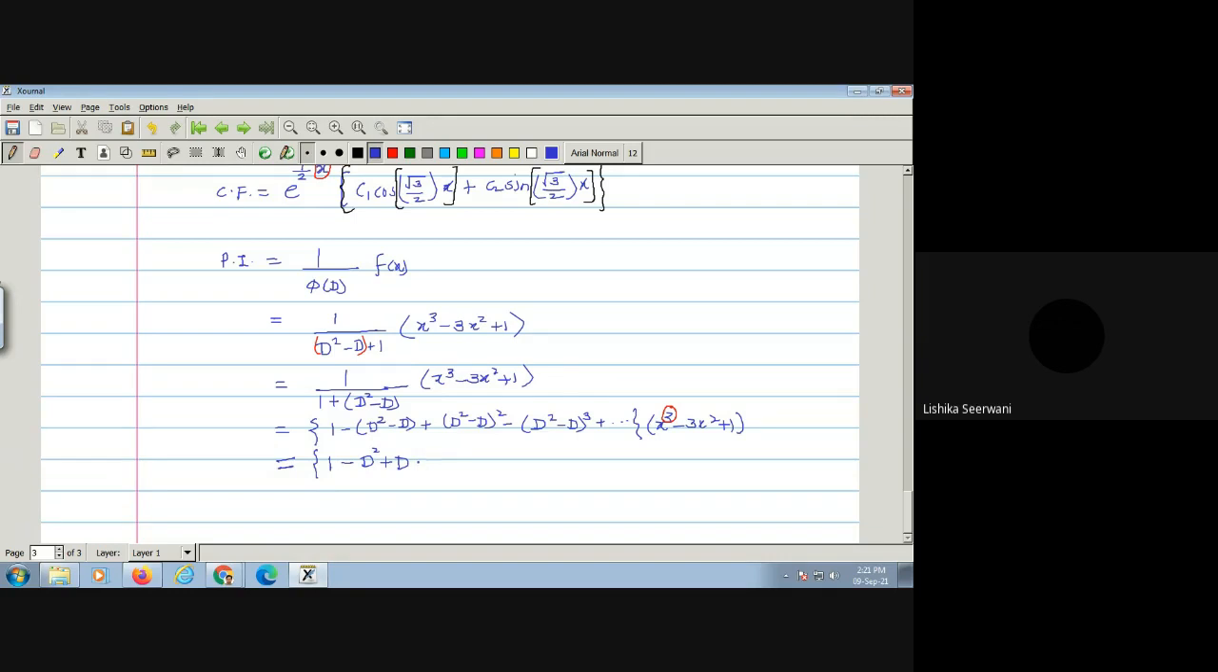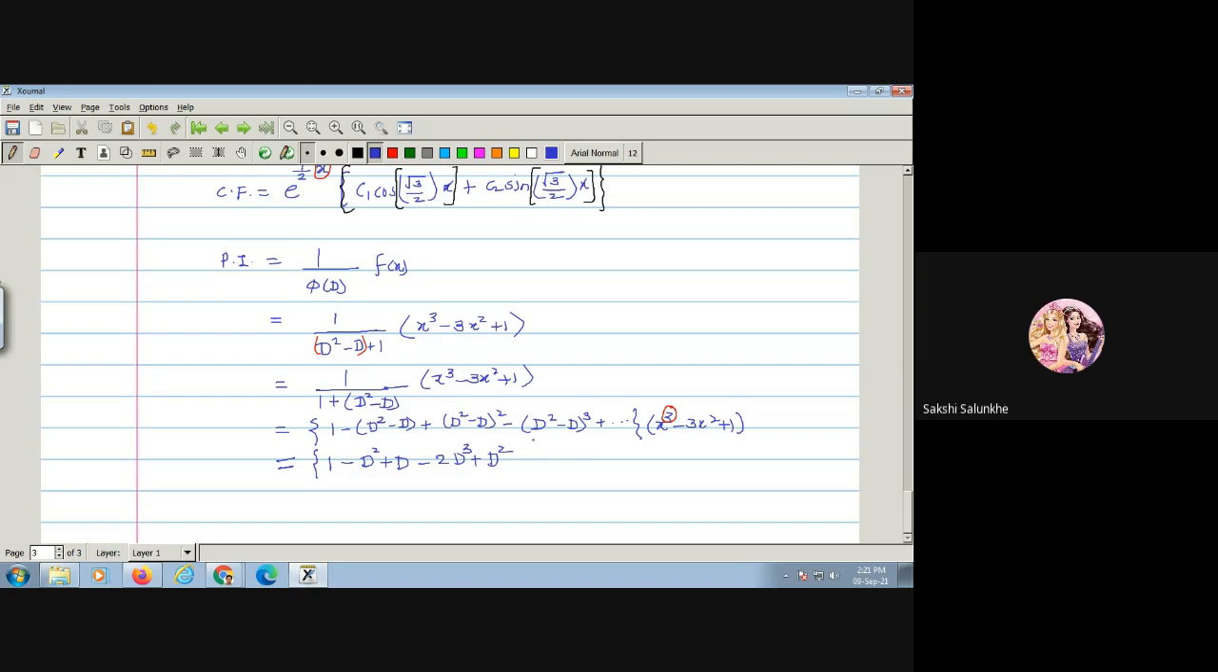Minus D square. Minus, it will be plus, no? Sir, plus. Yes, D square. No, I think the middle term will also be there, twice ab. Yes, sir. That is also non-zero because the degree is 3. So the D cube term is non-zero. So minus 2 D cube, plus D square.